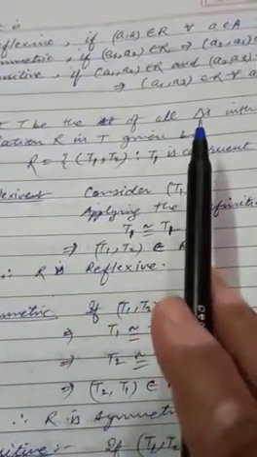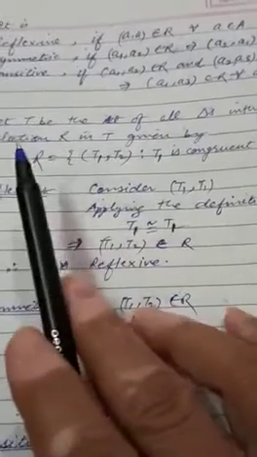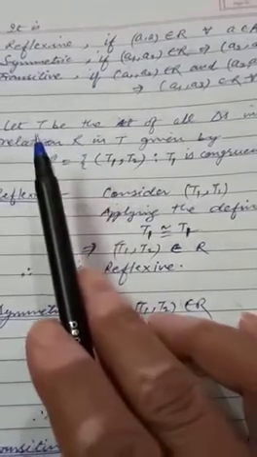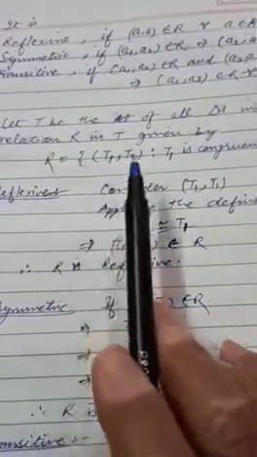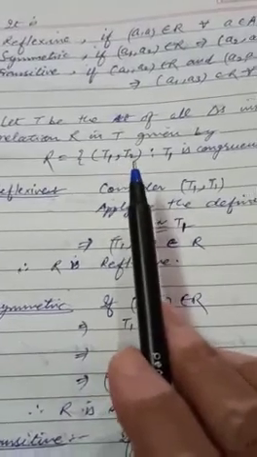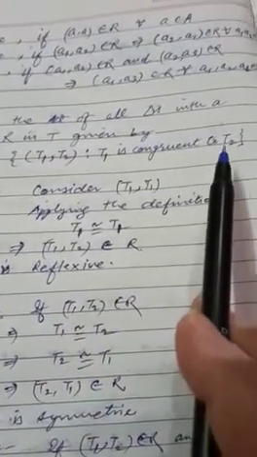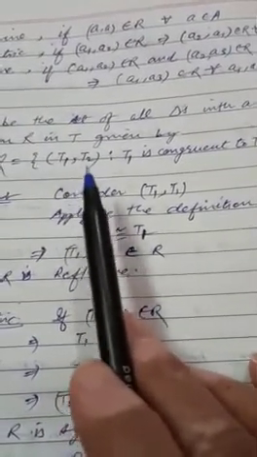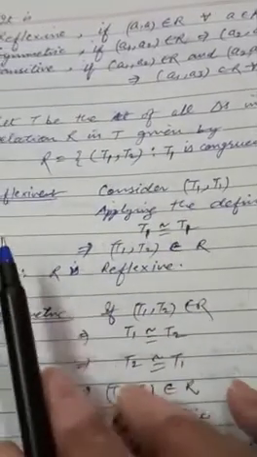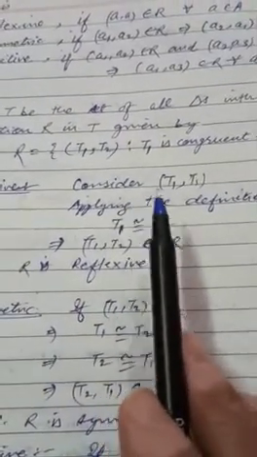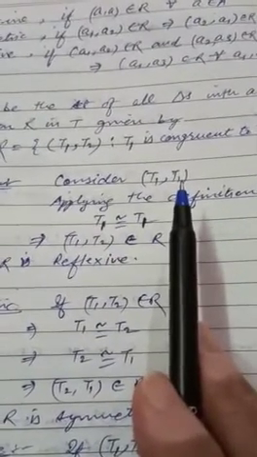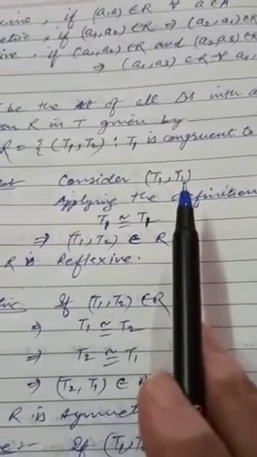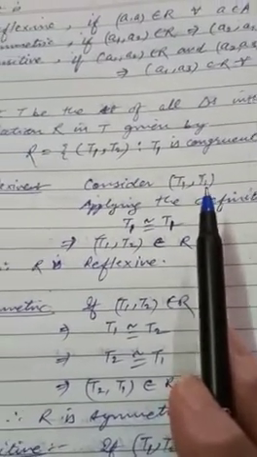Let T be a set of all triangles with a relation R in T. It means we are given relation R in set T, and T is a set of all the triangles. This is given by R equal to T1, T2 such that T1 is congruent to T2. It means these two triangles will be congruent. We are given a relation of congruency of two triangles. Now for reflexive, what will we do? Consider T1, T1, because we will find the relation between the one element. If an element has the same relation with itself, then it is called reflexive.